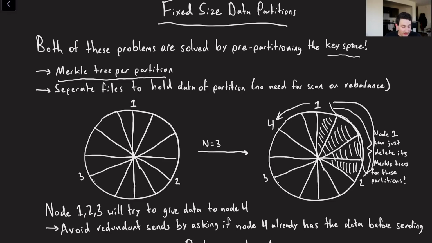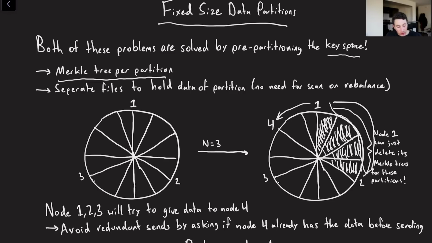That's super easy. Additionally, since all of these are their own Merkle trees, rather than having to take the whole uninterrupted key range and split it into 2 Merkle trees, we just delete the Merkle trees for each single one of these partitions, which is super duper easy. We can just go ahead and throw out the files for them.